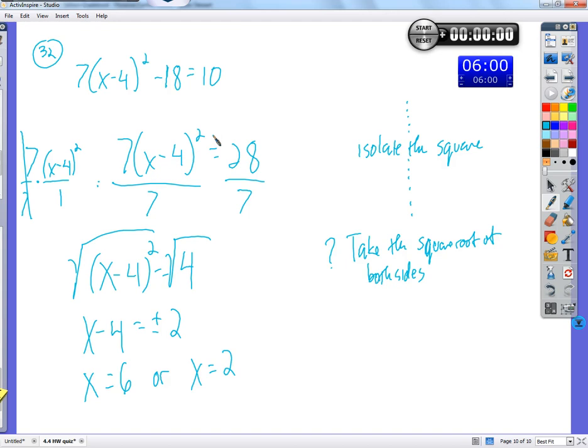That's pretty much it. If you can do this, we can isolate the square, then take the square root, remember the plus or minus. You're in good shape.